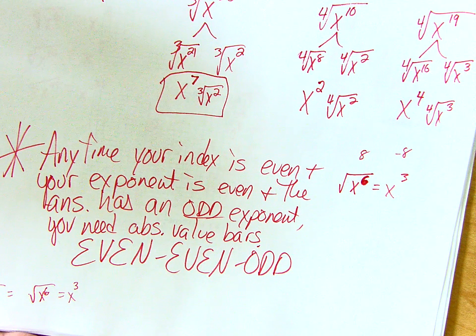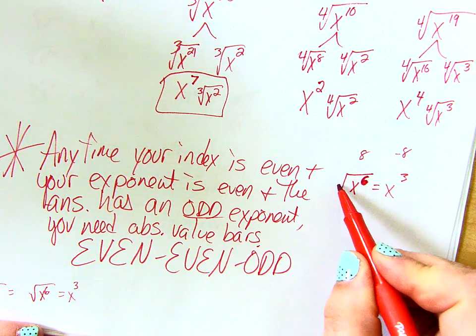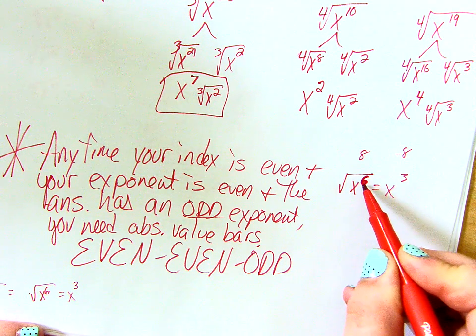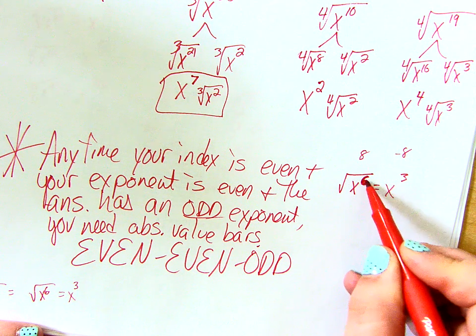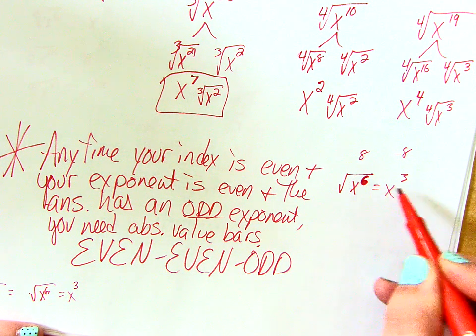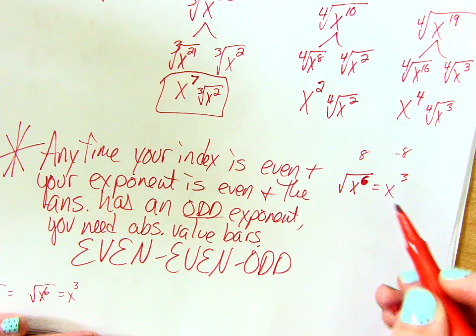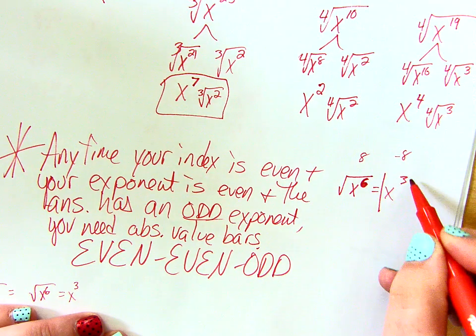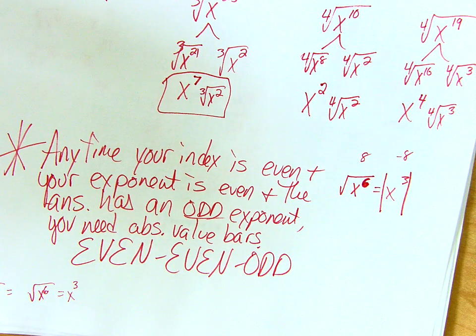So if my variable happens to be negative, I have this weird thing where it doesn't work out. So if you have an even index and you're taking the even index of an even exponent, and what comes out is an odd exponent, here's what you have to do. You have to put absolute value bars around that answer.